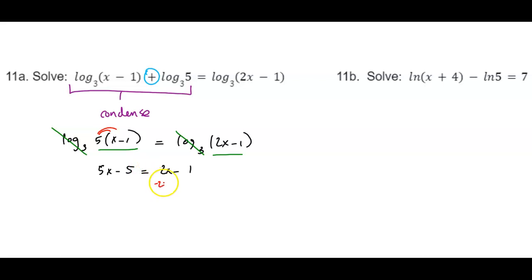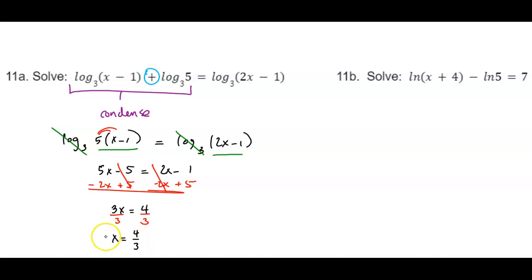I'm going to move this 2x by subtracting to the left, and then I'm going to move this -5 by adding 5 to the right. All right, that's going to cancel that, cancel that. That's going to leave me with 3x equals 4. And if I divide by 3 on both sides, that gives me that x equals 4/3.